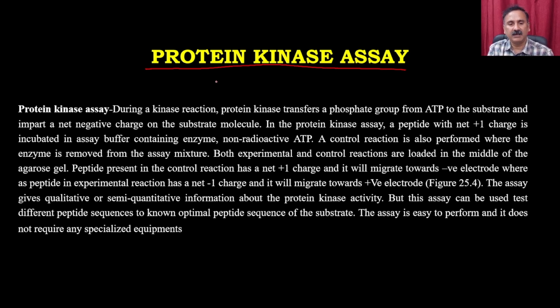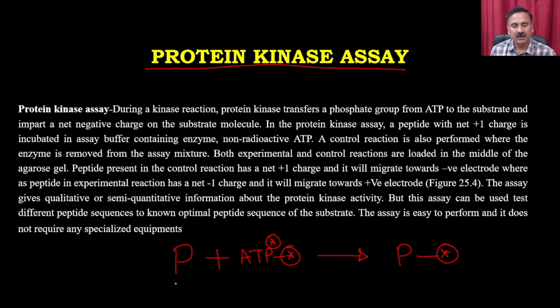Then you can also use the protein kinase assays. Remember that the protein kinase assay works like this: it takes the protein, and then you add ATP. The ATP is radiolabeled, so it has the gamma phosphate, right? Then the protein gets converted into a phosphorylated protein. So this one is either positively charged or neutral, whereas this one is negatively charged because it has the phosphate group, right?